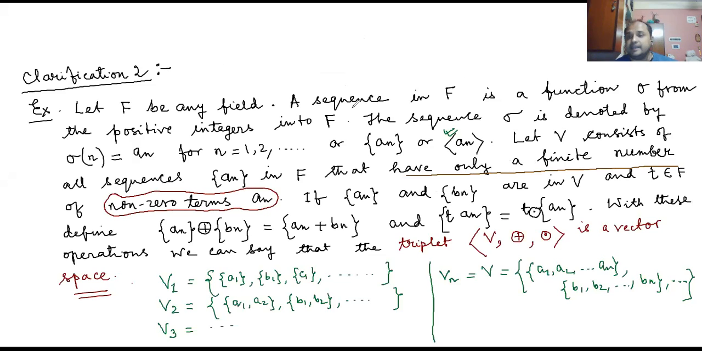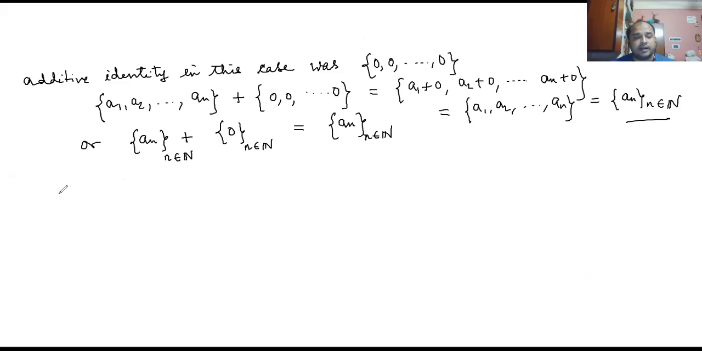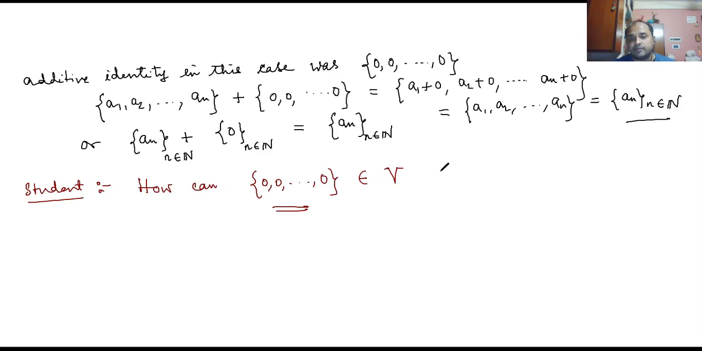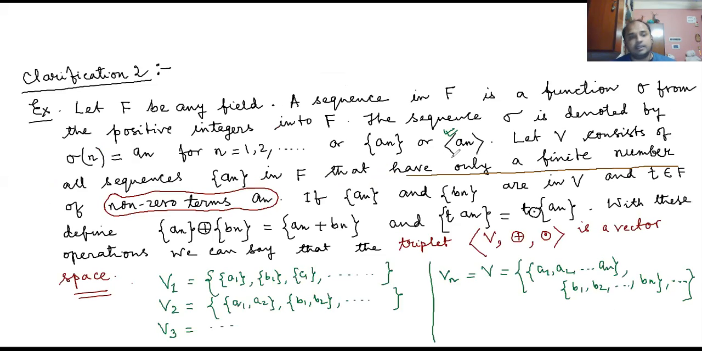Now he asked me that day also, if you can remember, sir, the student asked, how can you justify that 000 belongs to capital V, since all these terms are zero terms? What is the justification that it belongs to capital V? Because it is not fulfilling the condition given in the problem.